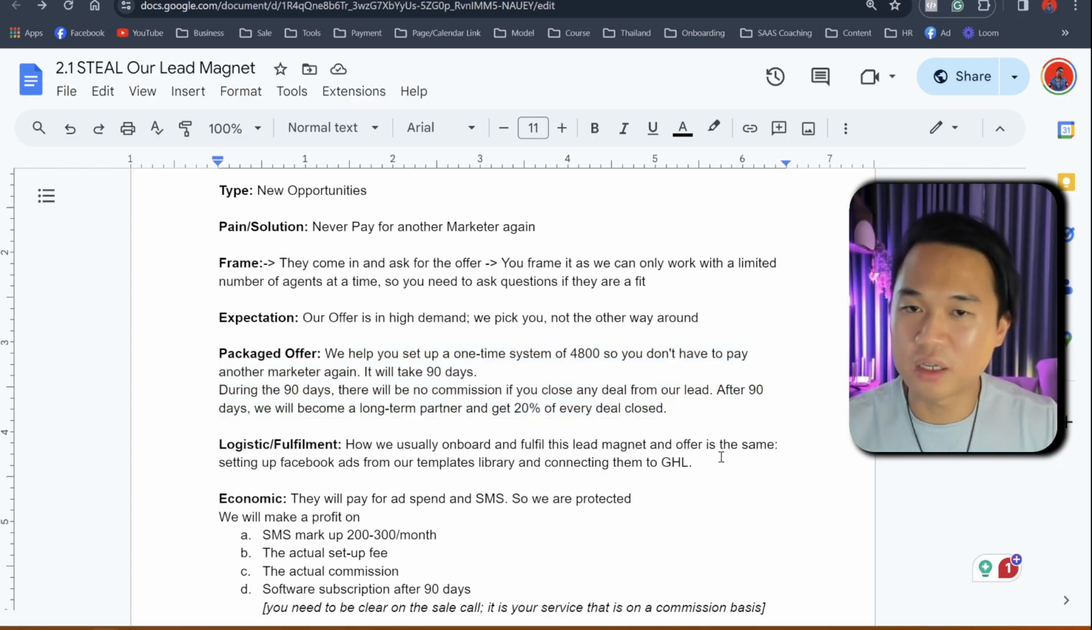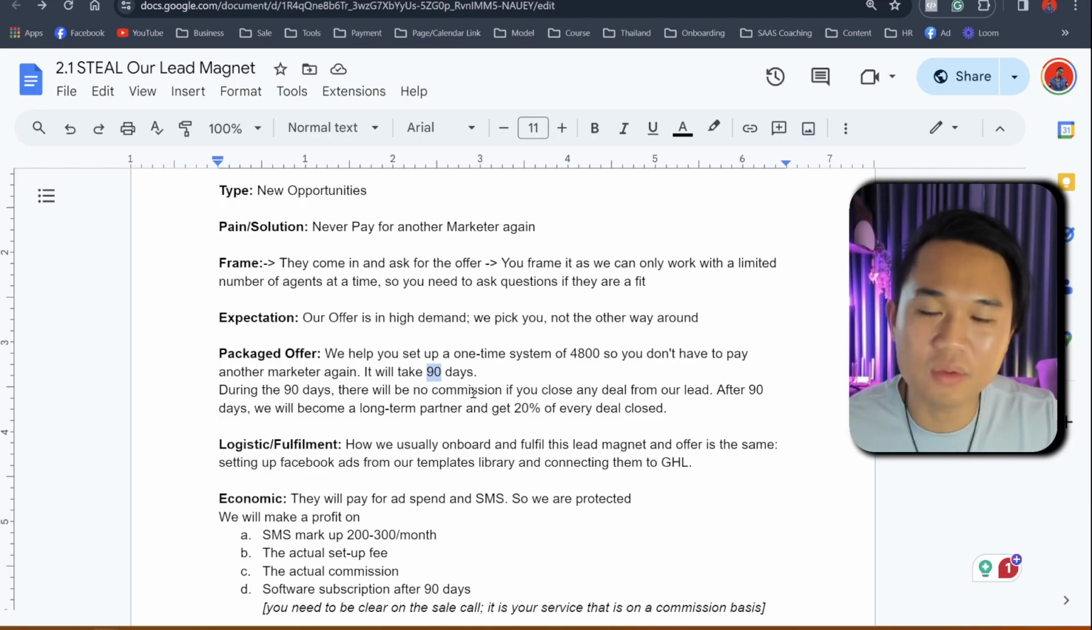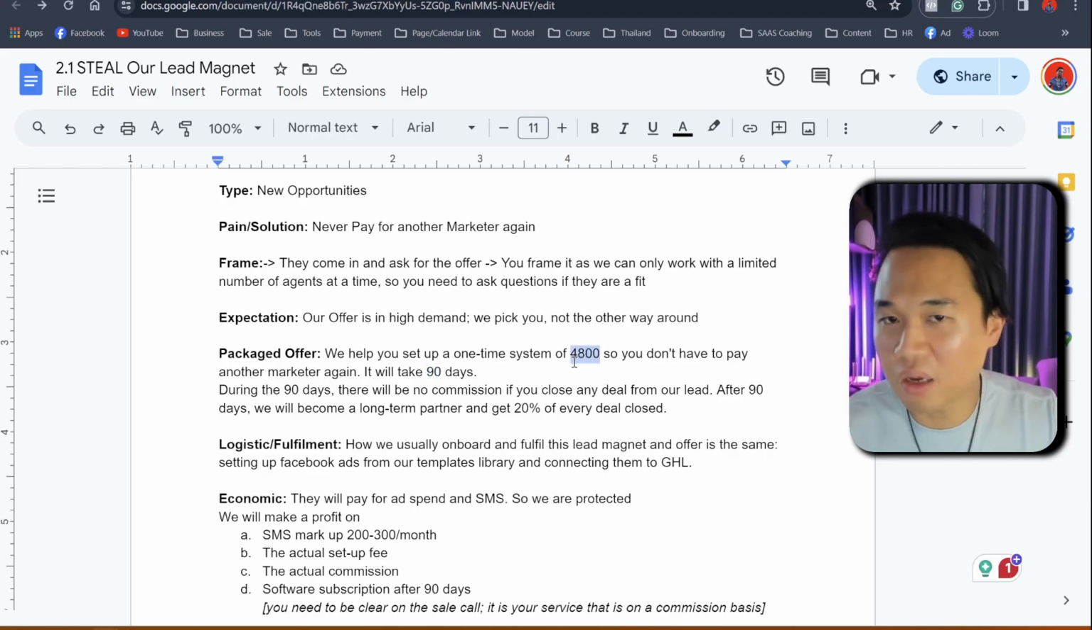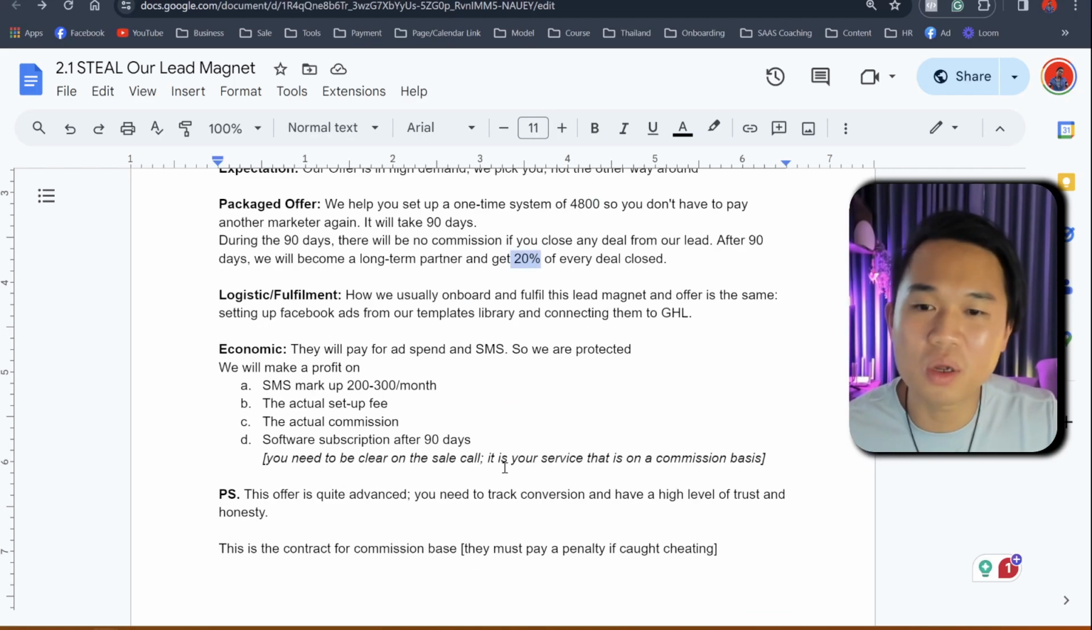Obviously, this is just how we do it. I'm trying to give you a framework. For example, if you want to steal it, you don't have to put 90 days. You can put whatever number of days you want. You don't have to put 4,800. You can put whatever number you want. You don't have to put 20%. You can put whatever number you want.